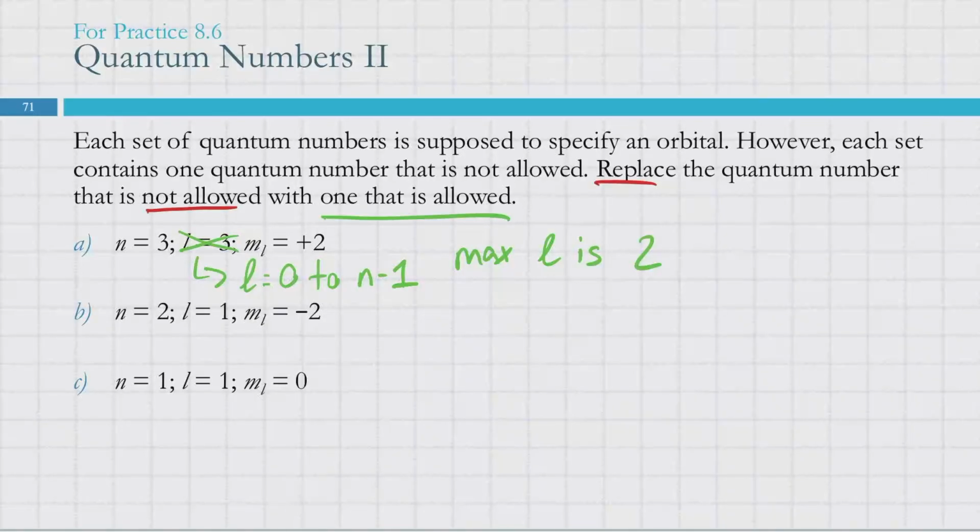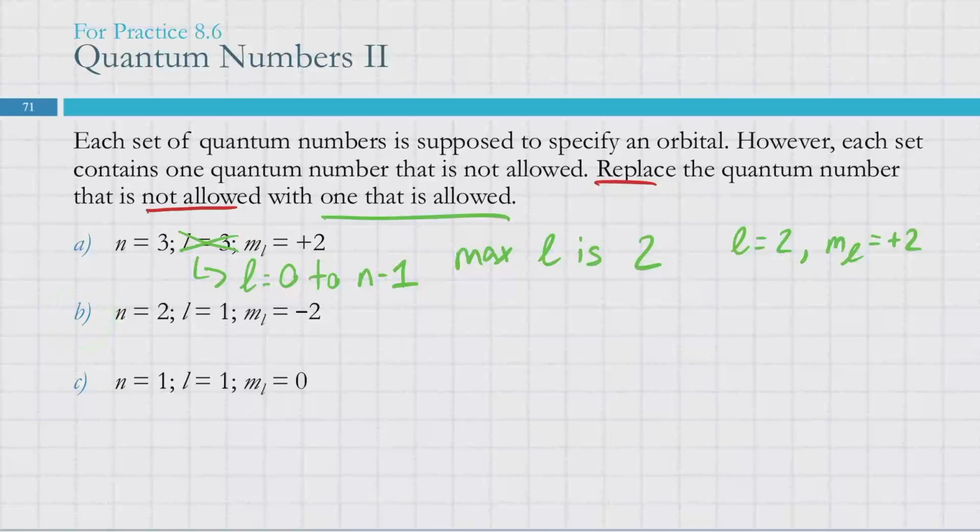Then how is C right? What do you mean, how is C right? C is also, they're all wrong. Oh. Each of them has one thing that's wrong. Yeah. So for A, the thing that's wrong is that L can't be equal to 3. Since M sub L is plus 2, we could change L to 2. So if L is 2, then M sub L equals plus 2 is allowed, because M sub L goes from negative L to positive L, and so we've got the positive L value here.